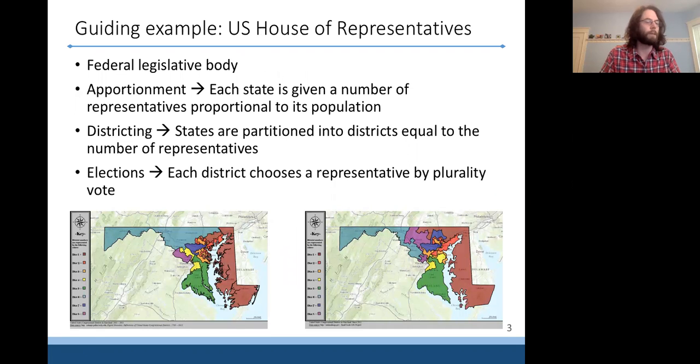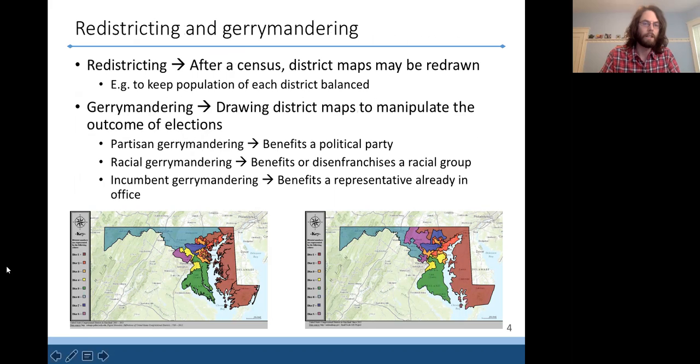So just my guiding example is going to be the US House of Representatives. This is a federal legislative body. And we all saw talks already talking about apportionment. So each state's given some number of representatives. My example here, we have Maryland with 8 representatives. States are divided into districts, and each district's going to choose a representative by a plurality vote. Although for the purpose of this talk, you can just think of a majority vote, because we're mostly going to be talking about two-party situations.